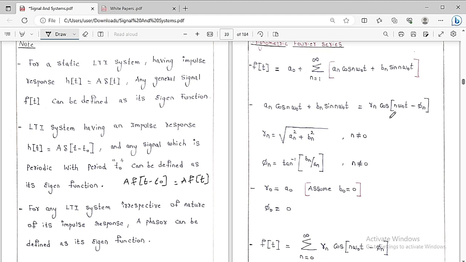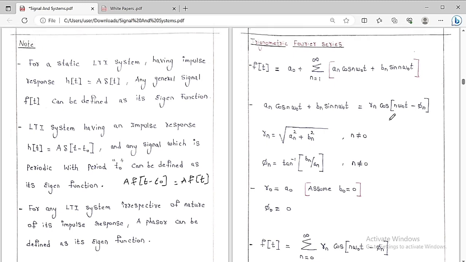Why is it like this? If you expand, cos of a minus b is equal to cos a cos b plus sin a sin b, right? Therefore what you get is Rn times cos n omega naught t times cos phi n, plus Rn times sin n omega naught t times sin phi n, right?